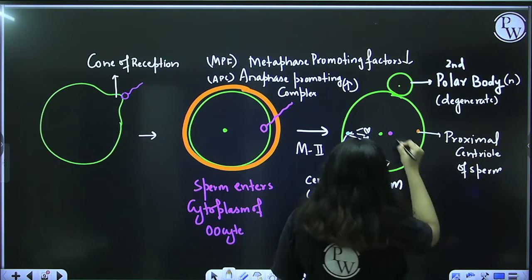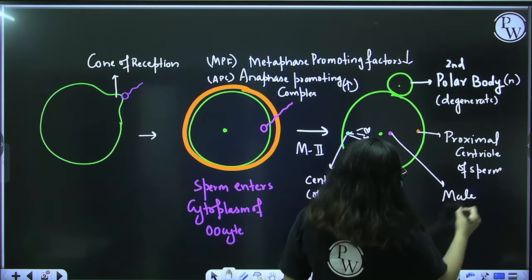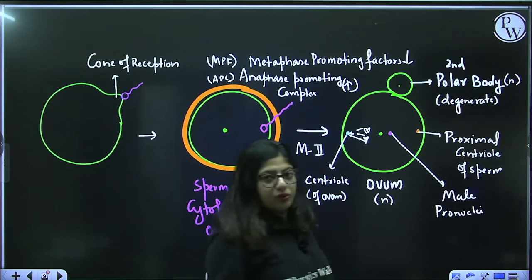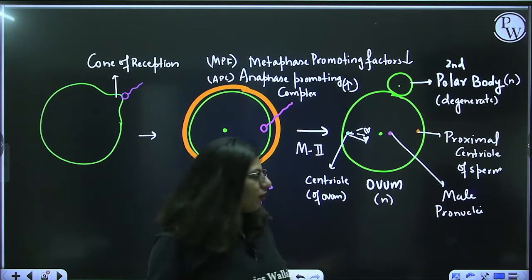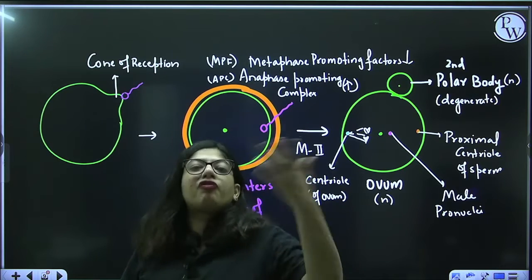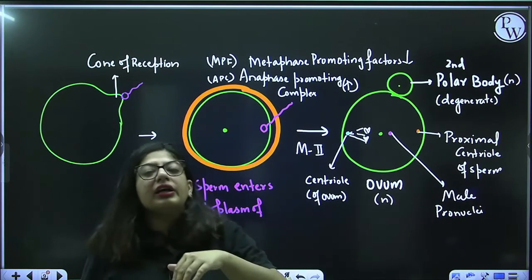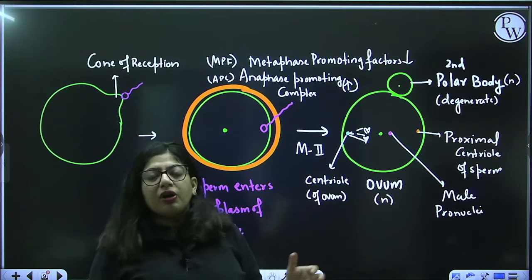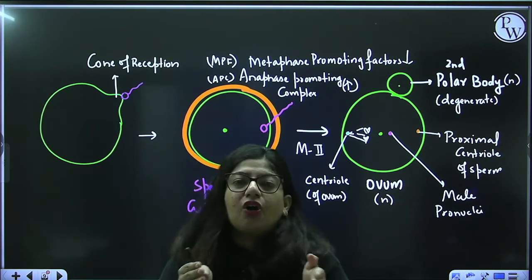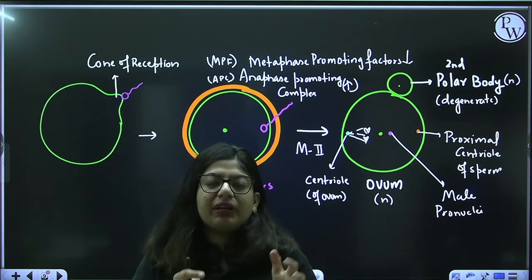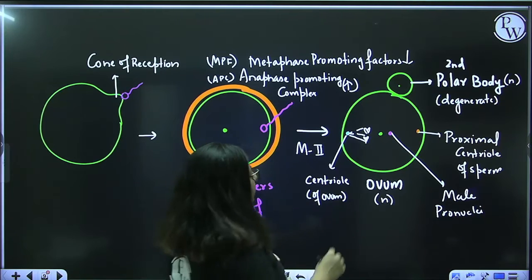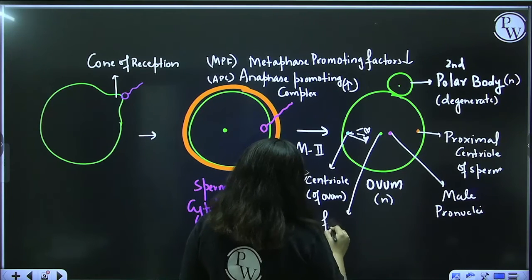So the two things that enter inside the ovum are the male pronucleus. Why are you calling it pronuclei? Because they are just going to fuse. Pro means before nuclei, right? This is not the one that is going to be formed. Or we can say these are the nuclei of male and female, separately present prior to the fertilization, okay? And this one is the female pronucleus.